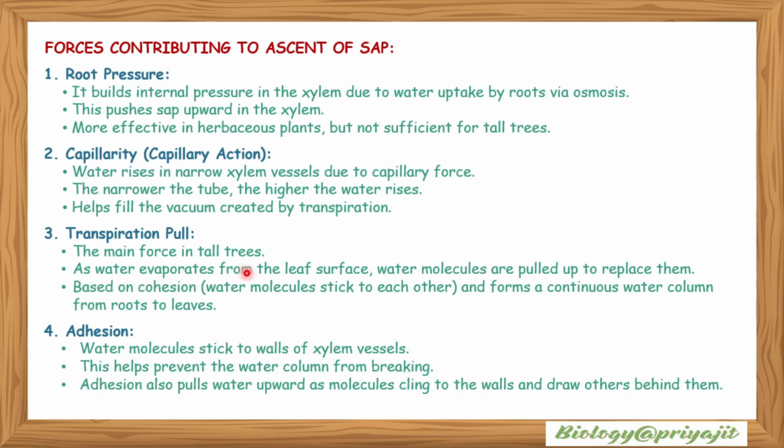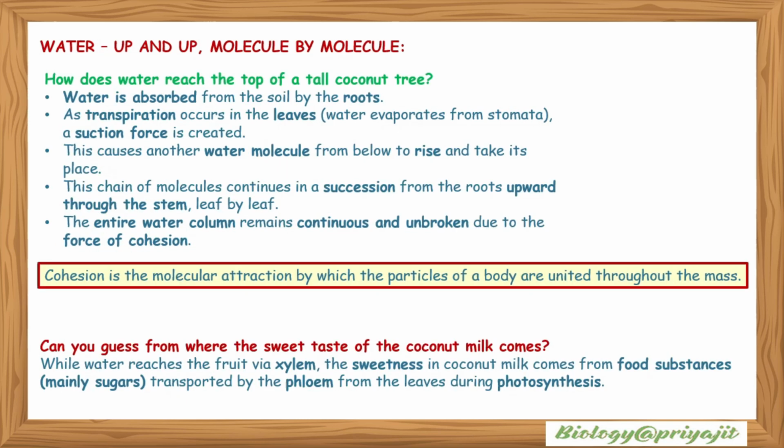As water evaporates from the leaf surface, water molecules are pulled up to replace them based on cohesion, that is, water molecules stick to each other and form a continuous water column from roots to leaves. Adhesion: water molecules stick to the walls of xylem vessels. This helps prevent the water column from breaking. Adhesion also pulls water upward as molecules cling to the walls and draw others behind them. Water moves up, molecule by molecule.